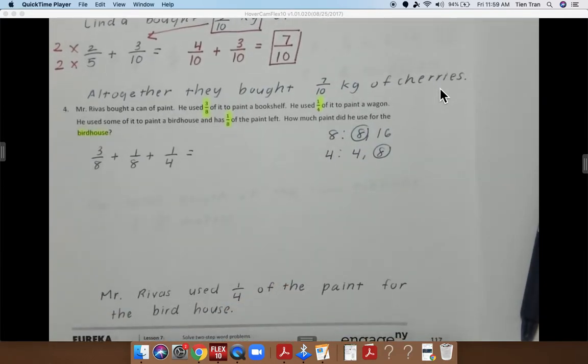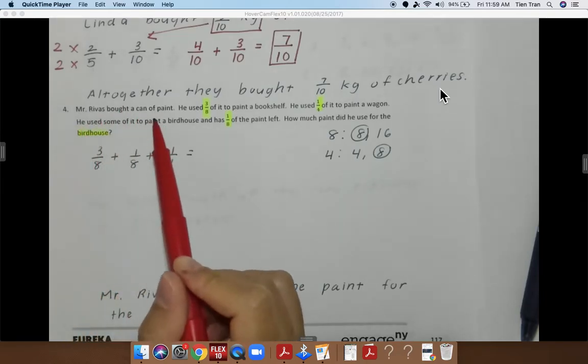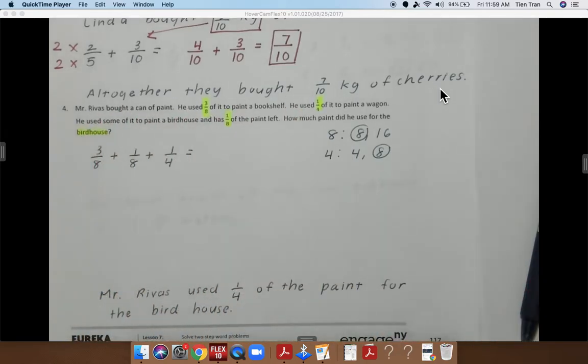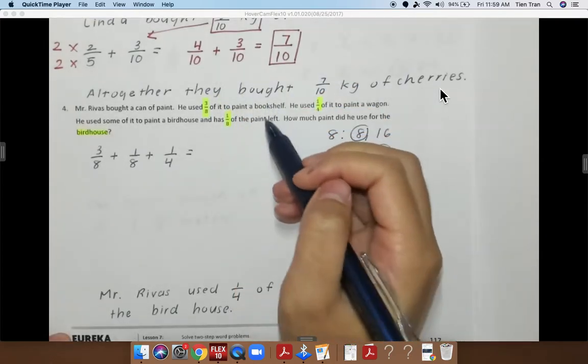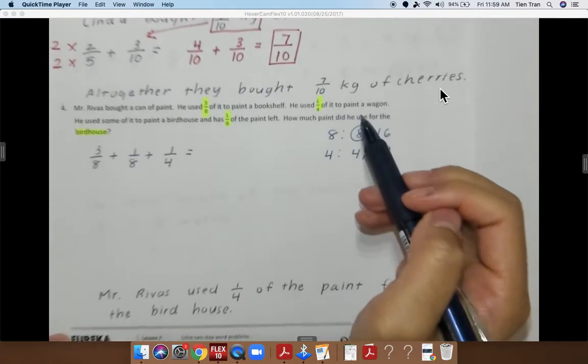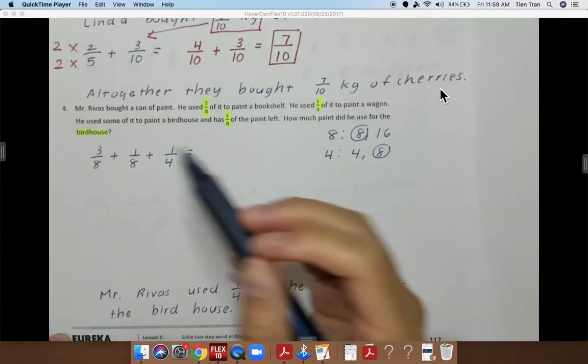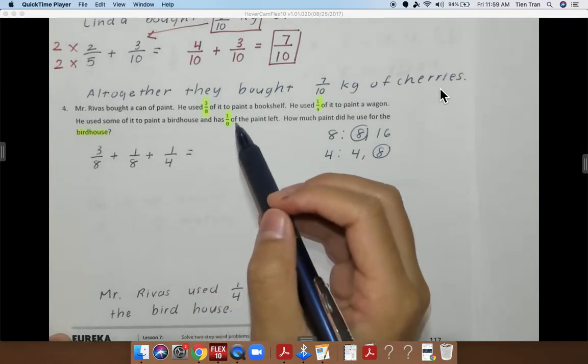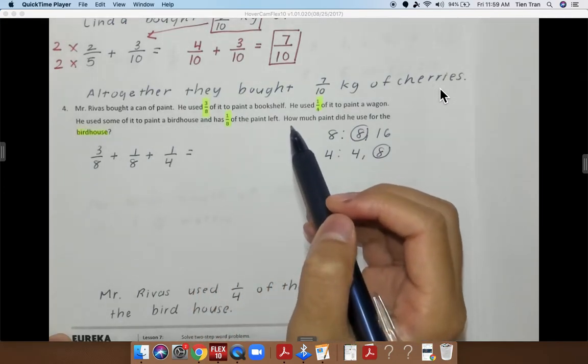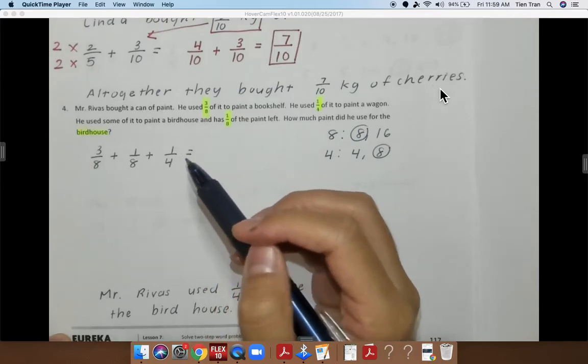Now for problem number 4, it says here that Mr. Rivas bought a can of paint. He used 3/8 of it to paint a bookshelf. He used 1/4 of it to paint a wagon. He used some of it to paint a birdhouse and has 1/8 of the paint left. How much paint did he use for the birdhouse?